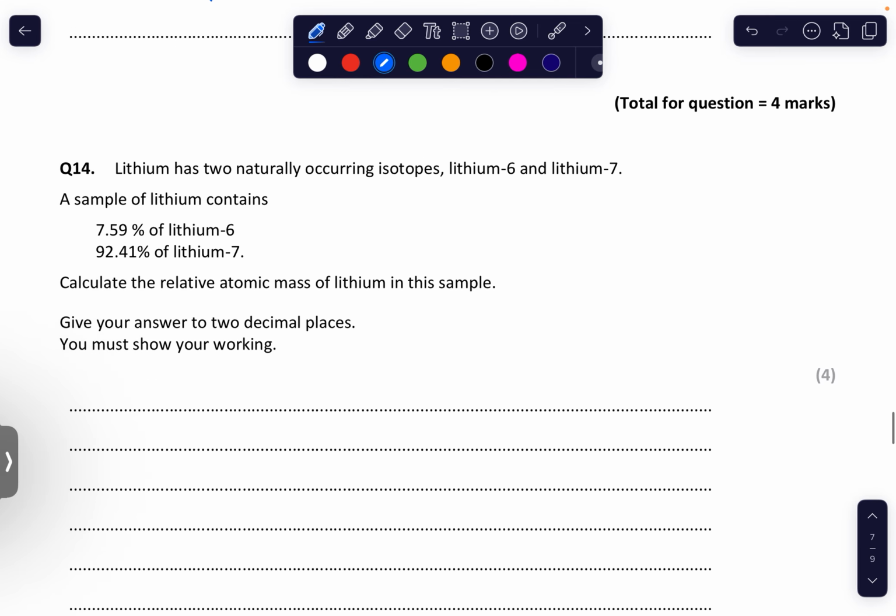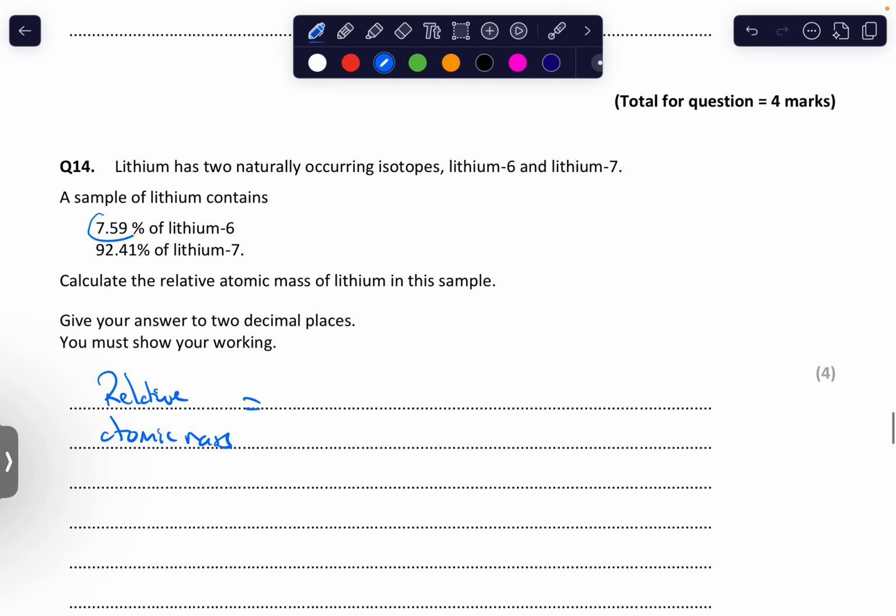Here we're going to calculate the relative atomic mass. So all we do is we take the percentage and we multiply it by the mass. So 7.59 times by 6, and then we add the next one doing the same. So 92.41 times by 7, and we divide the whole thing by 100.